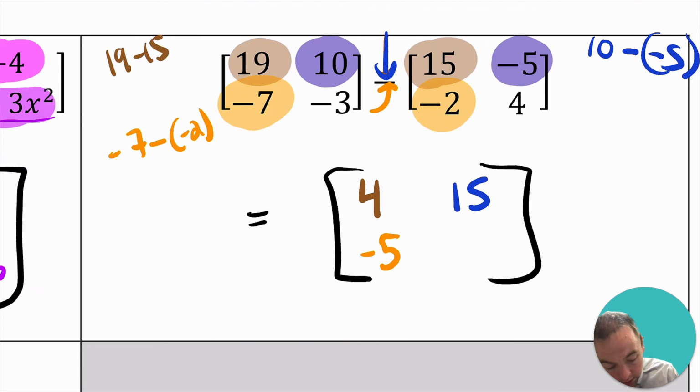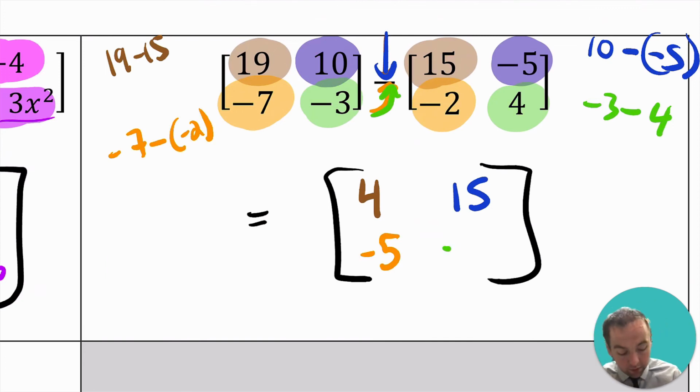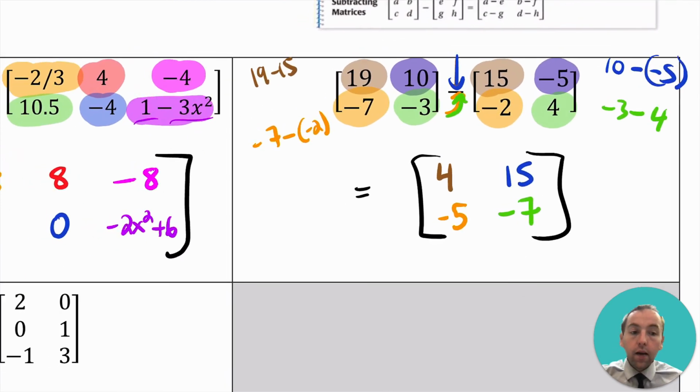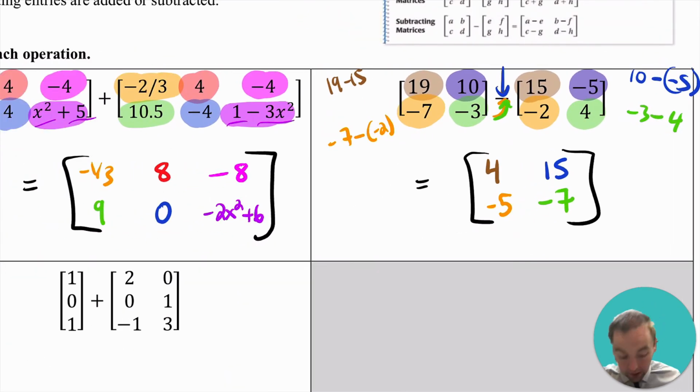And then last of all, we have this negative 3 and this 4. If we start with a negative 3 and subtract a positive 4, then negative 3 minus 4 gives you a result of negative 7. So that gives you the answer to that subtraction problem between the matrices.